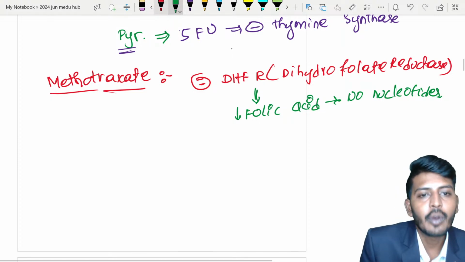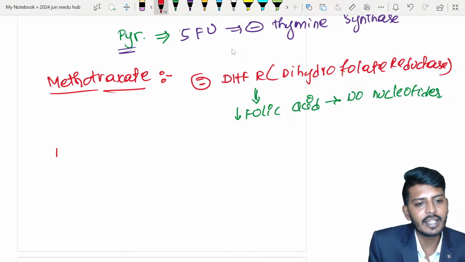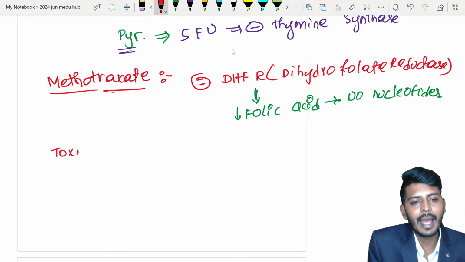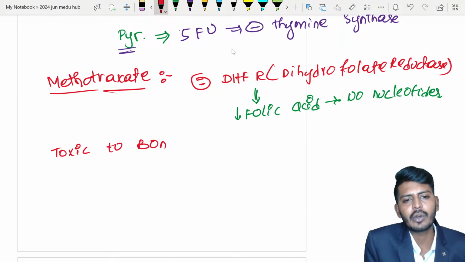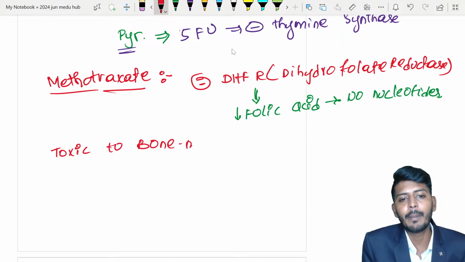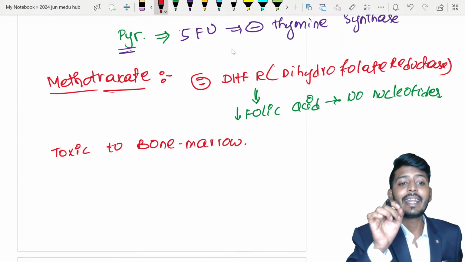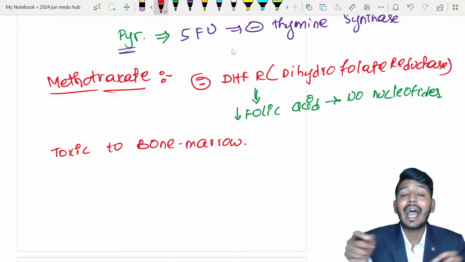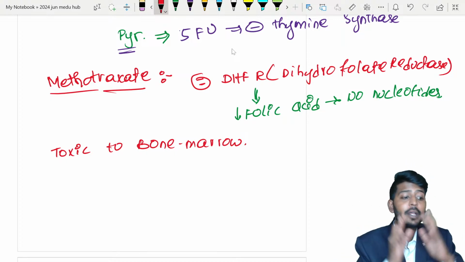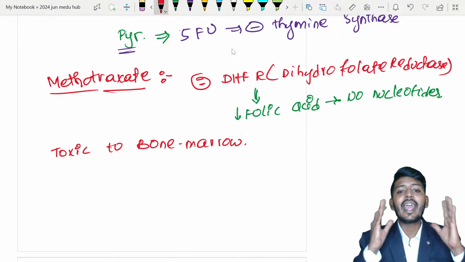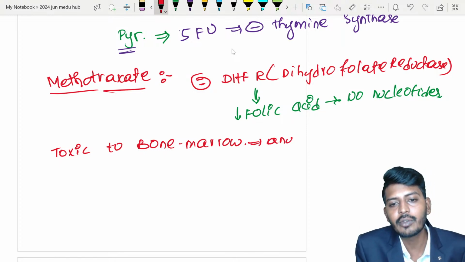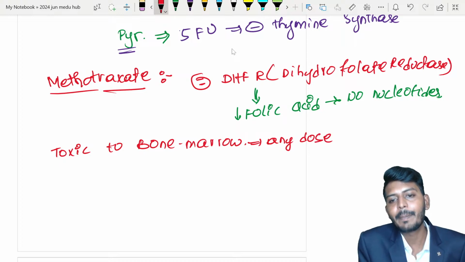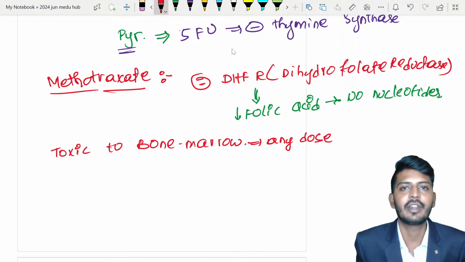Nucleotides will not be formed. So methotrexate is very toxic. It is toxic to bone marrow. This is a very important question, because methotrexate is toxic to bone marrow at any dose. Whether you give a small dose or a large dose, at any dose, it will cause one dangerous side effect: suppression of the bone marrow.